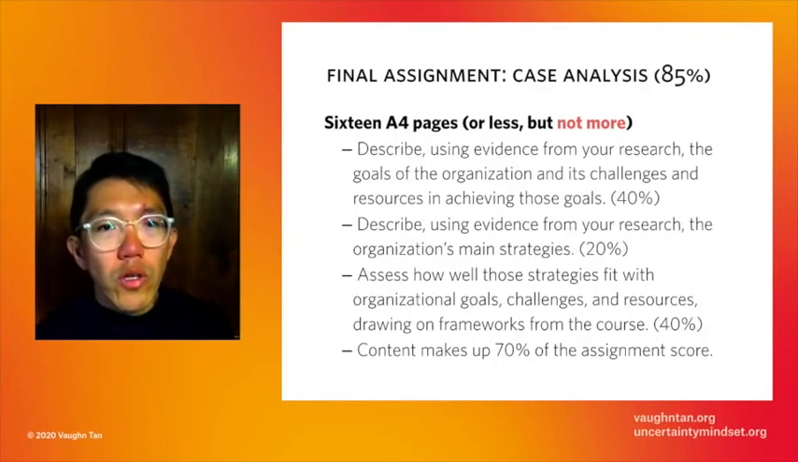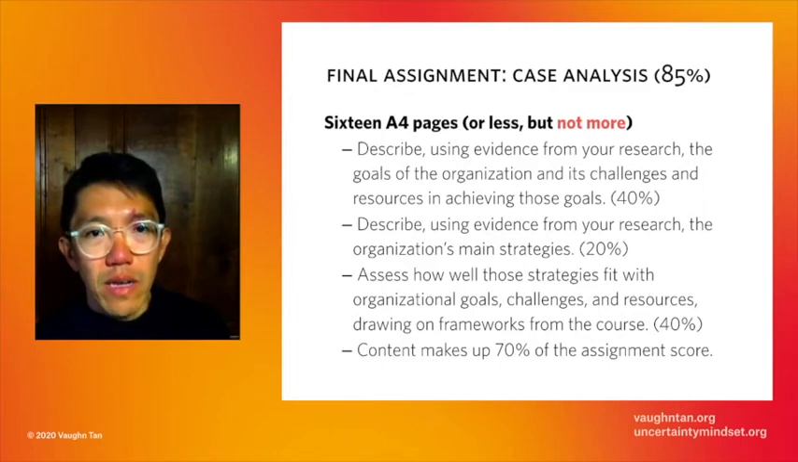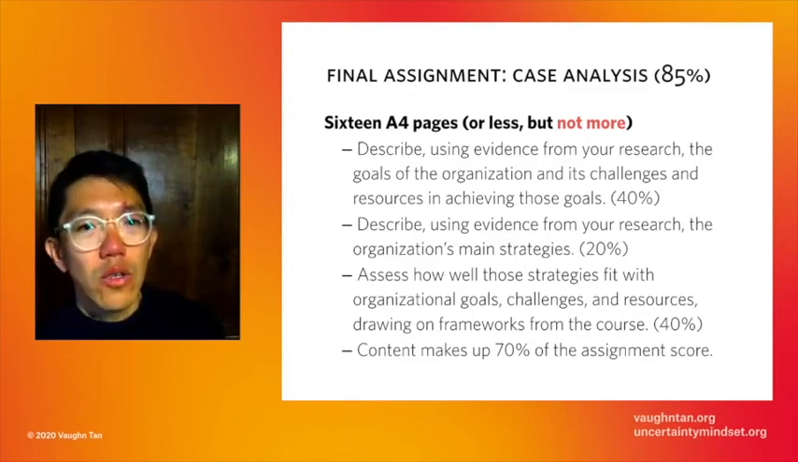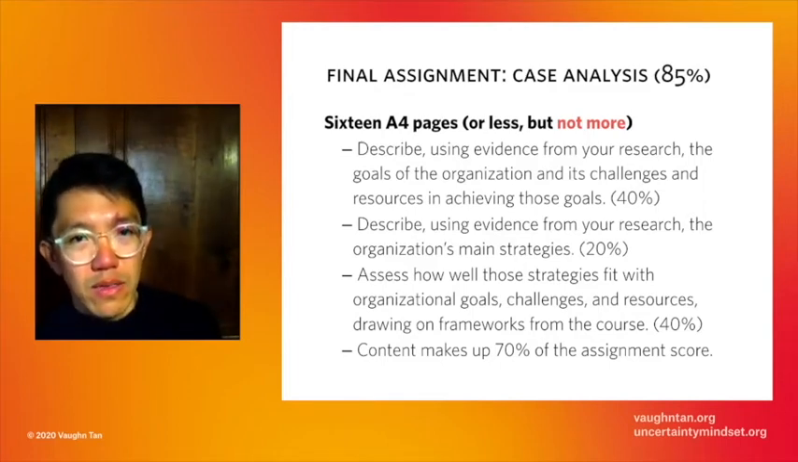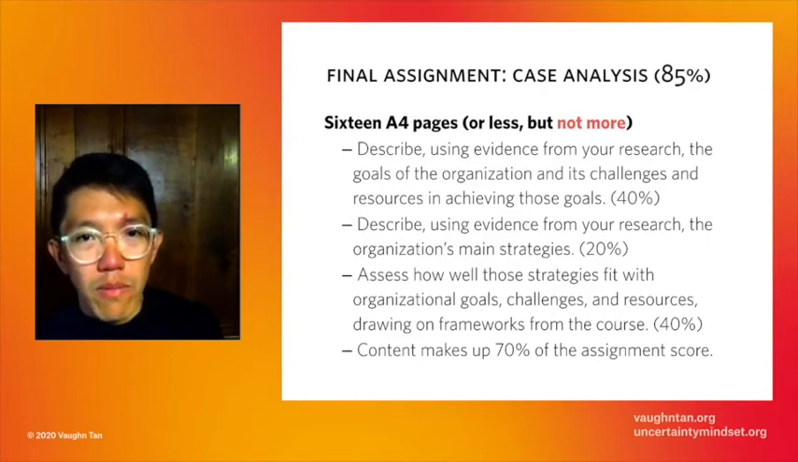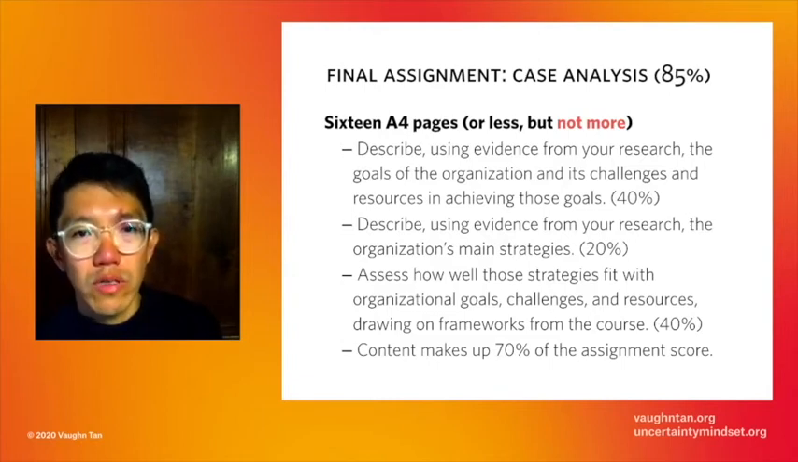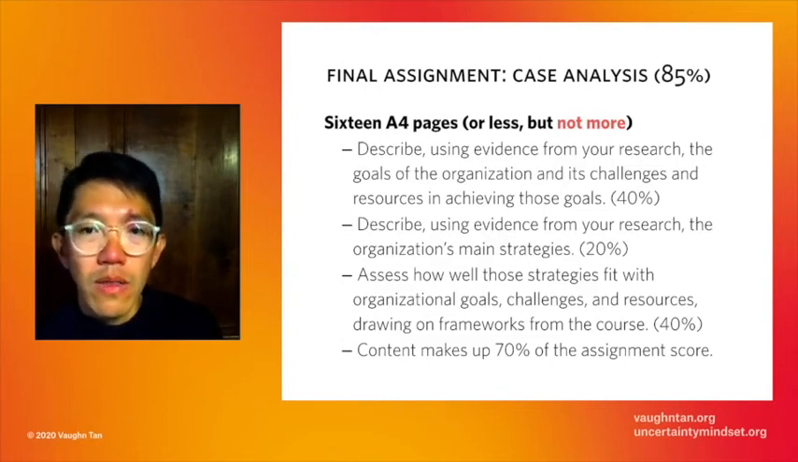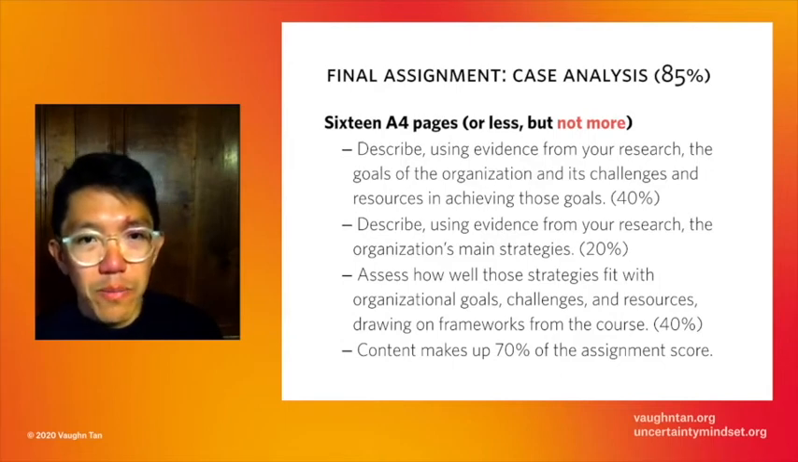What actually will you have to do in this final assignment? In 16 pages, you need to do 3 main things. The first one is you should describe, using evidence from your research, what the goals of the organization are, as well as its challenges and resources in achieving those goals. That's 40% of the content grade.